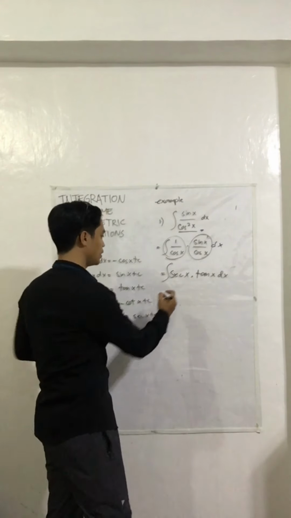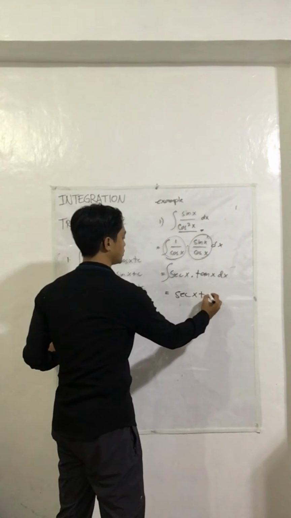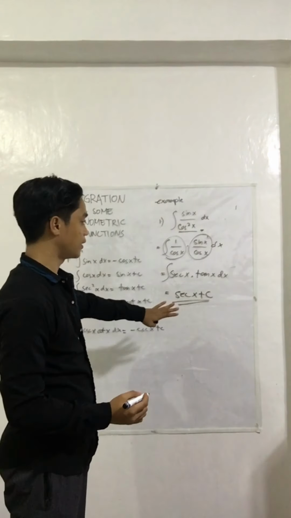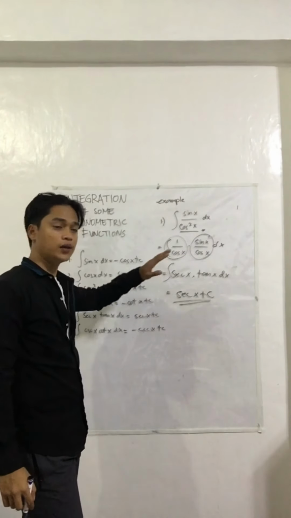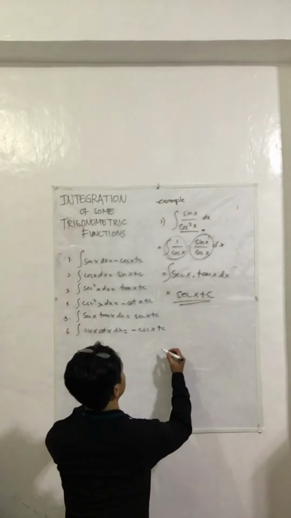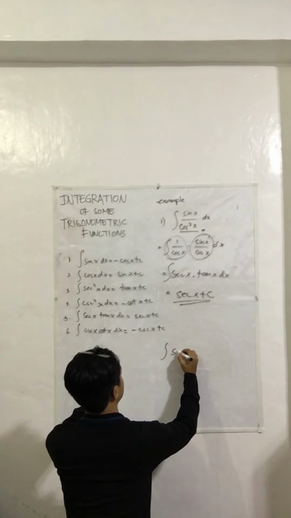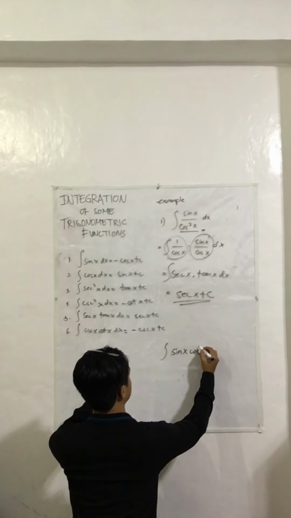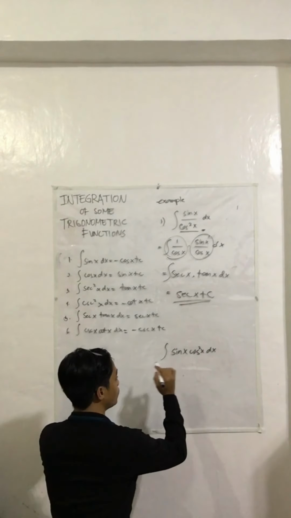So, the result will be secant x plus c. So, ito po yung first method. So, itry natin yung second method kung parehas ba yung result. So, yung second method, itatas lang natin yung cosine squared x. So, magiging sin x over cosine squared x dx. Tinas lang natin siya sa numerator.